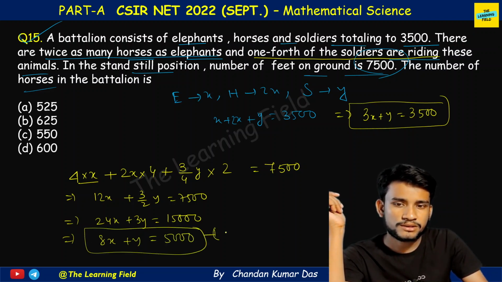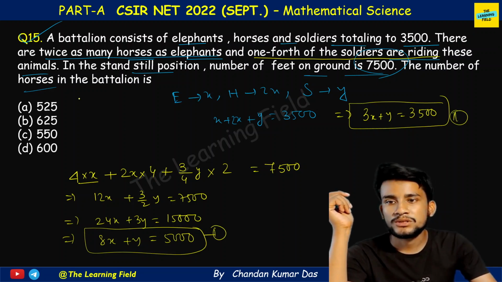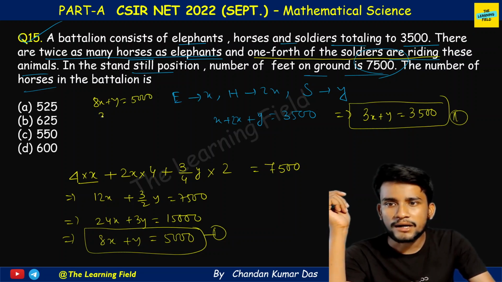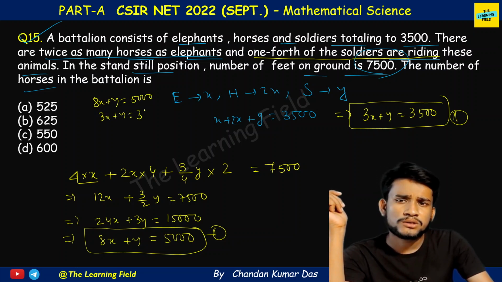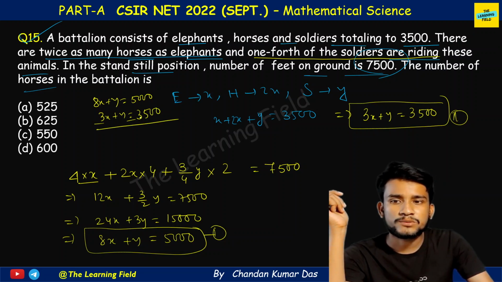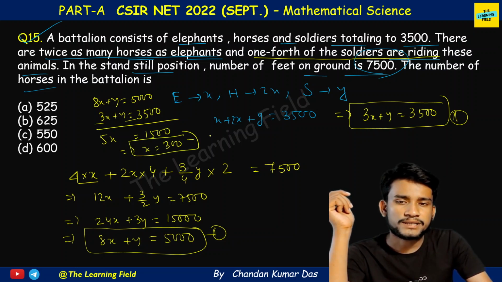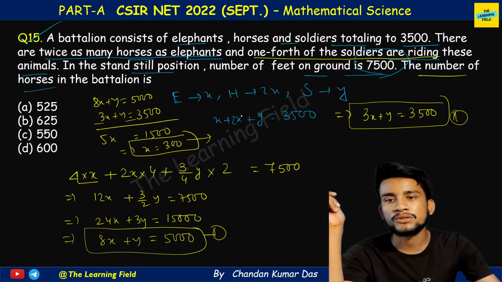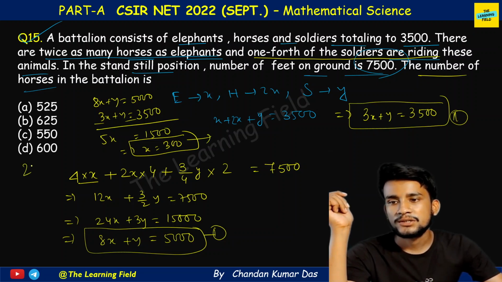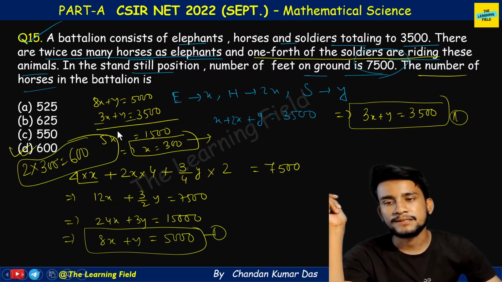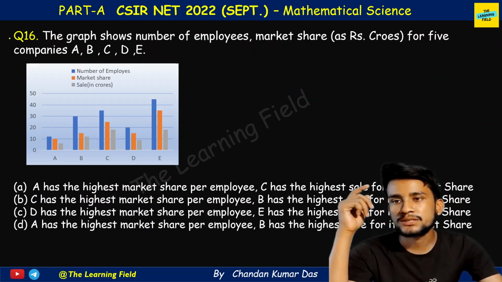We just solve these two equations, 1 and 2. So we write 8x plus y is equal to 5000 and 3x plus y is equal to 3500. Therefore if we subtract, we get 5x equal to 1500, so x is equal to 300. So x is the number of elephants, and we have to find the number of horses, therefore the number of horses is 2 into 300 is equal to 600. So the answer is option D, 600. Okay, going to the next question, question number 16.